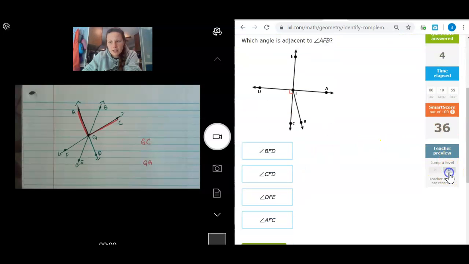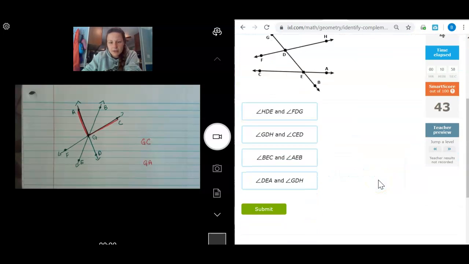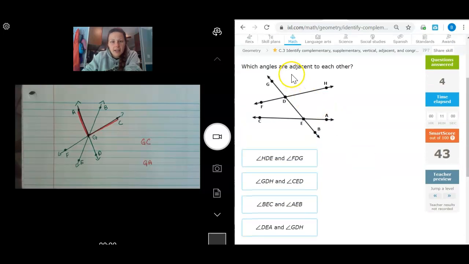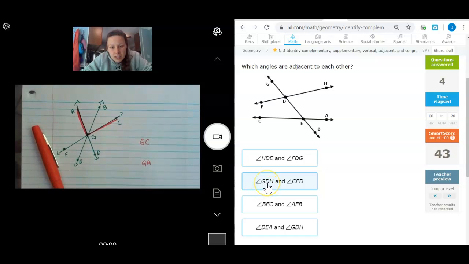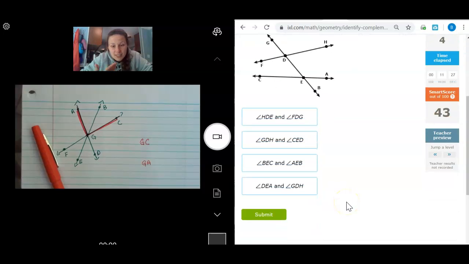Same type of thing. Let's skip a level and make sure we know what's going on. So angles are adjacent, still means next to. That means that I really don't have to worry about the other intersection. Okay? So HDE, if it doesn't have HD or DE, can't be adjacent. Doesn't have HD or DE, that can't be the answer. GD and DH, these don't even have the same vertex, so there's no chance of them being adjacent angles.